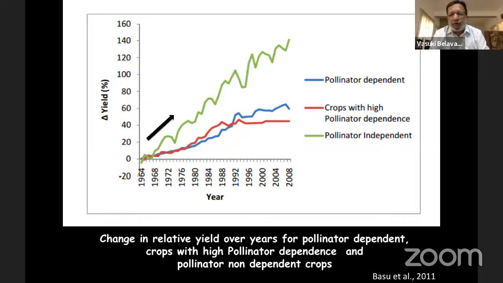But the same was not true with the crops which are dependent on pollinators, or the crops which are highly dependent on pollinators. There was a plateau in the yield from 1990s onwards or 1980s onwards, because probably, they argue, we did not consider the importance of pollinators for these crops, and that's the reason why we have not been able to increase the yields of these crops. So that is the main problem.